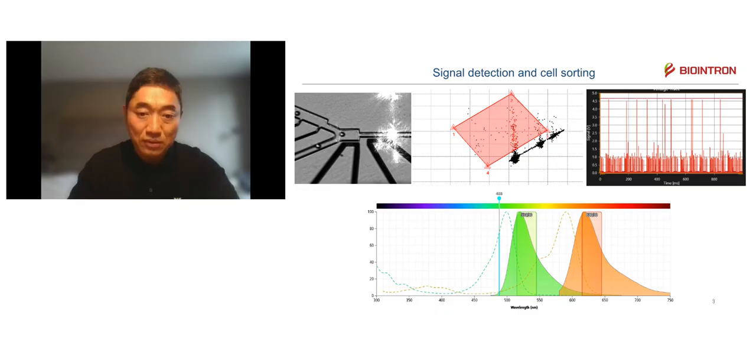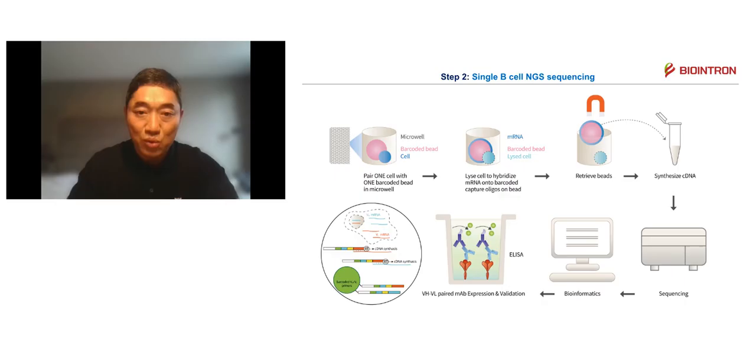The red one, the green one and the empty one are all treated as waste. Only the red dots, the red zone, will be sorted as a pool. Then we come to step 2.